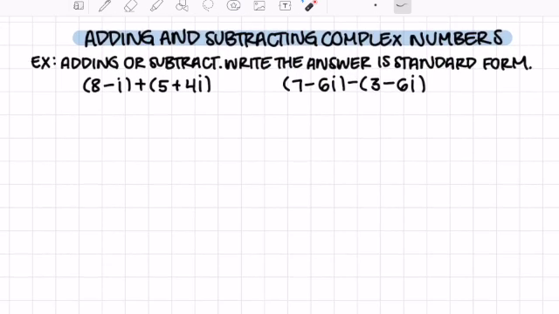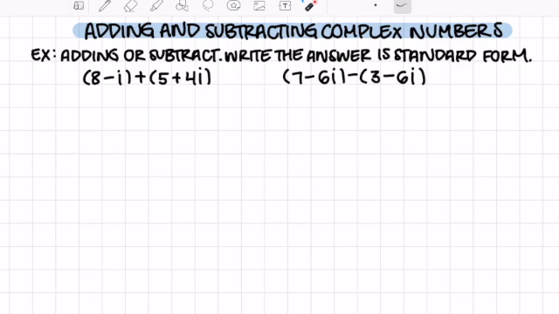Cool. So let's look at the last one. Right here, we're going to be asked to add and subtract complex numbers where we have i values in them. And again, whenever I have the value of i, we can think of it as a variable, such as y or x in a sense. So just like any variable, I only want to combine like terms. So over here on this equation, if I have 8 minus i plus 5 plus 4i, all I want to do is just combine the like terms.